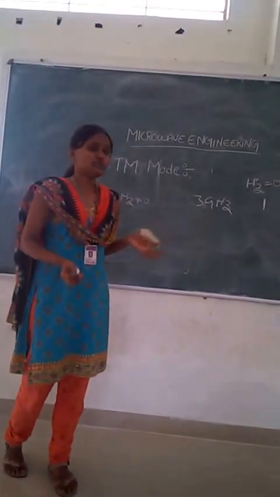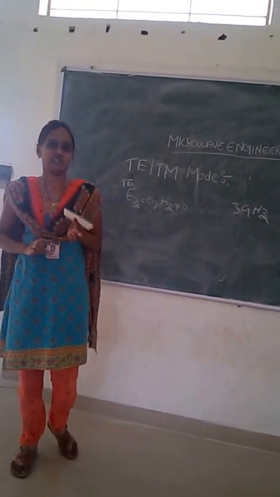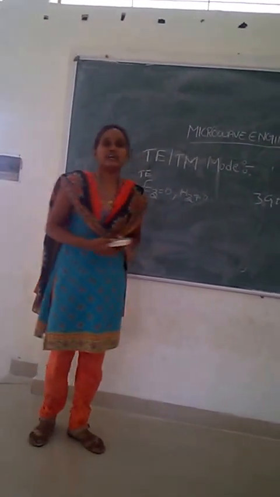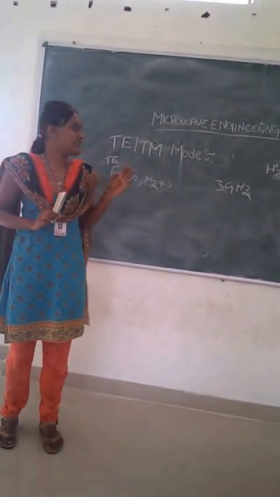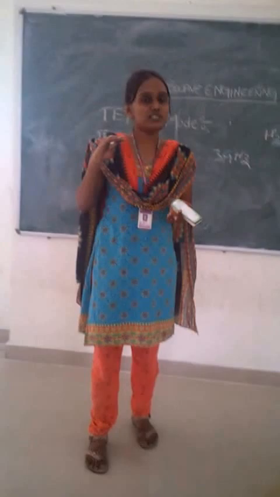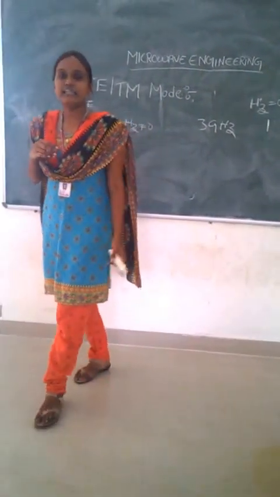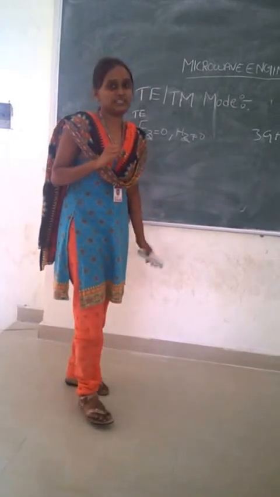So, we know that electric field and magnetic field are perpendicular to each other. So, in TE and TM modes, at the surface of the conductor, the electric field is perpendicular to the surface of the conductor and the magnetic field is parallel to the surface of the conductor.